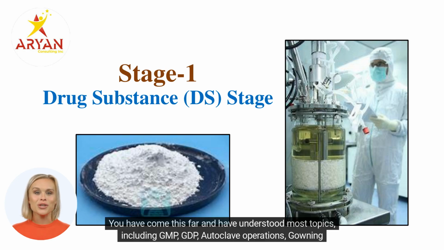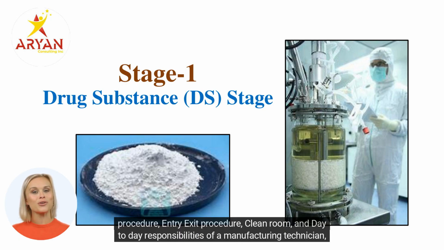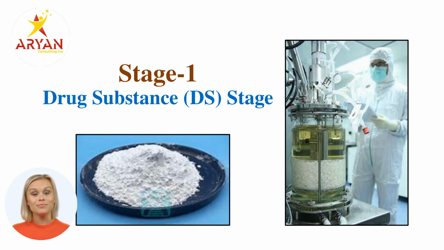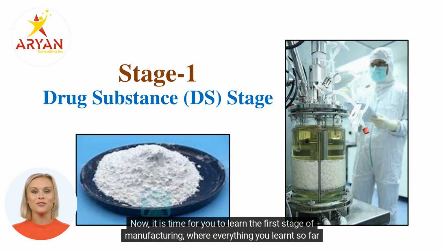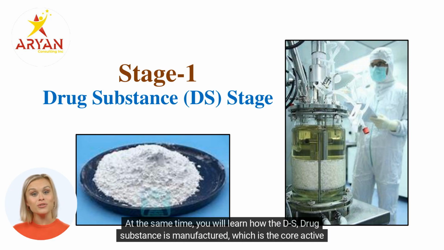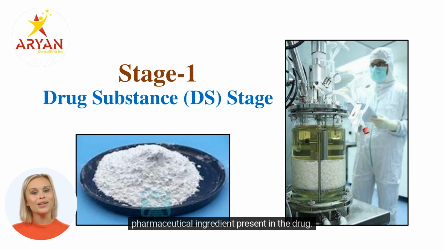Congratulations! You have come this far and have understood most topics, including GMP, GDP, autoclave operations, gowning procedure, entry-exit procedure, clean room, and day-to-day responsibilities of a manufacturing technician, and have done wonderfully in all quizzes. Now it is time for you to learn the first stage of manufacturing, where everything you learnt so far will be applied and tested. At the same time, you will learn how the DS, drug substance, is manufactured, which is the core active pharmaceutical ingredient present in the drug.